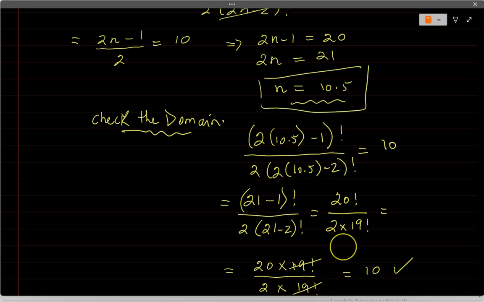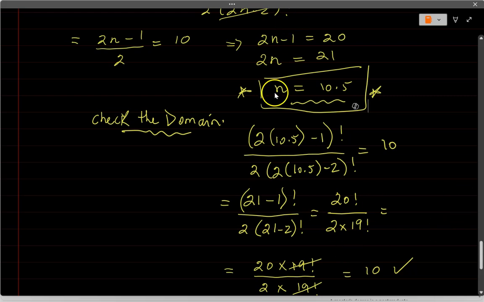Now here is a common mistake some students make. They look at this value here, n equal to 10.5, and they say, well, n cannot be a fraction in n factorial, right? So in n factorial, n must be greater than or equal to 1. All right, so it cannot be negative, it cannot be 0, it cannot be a fraction.